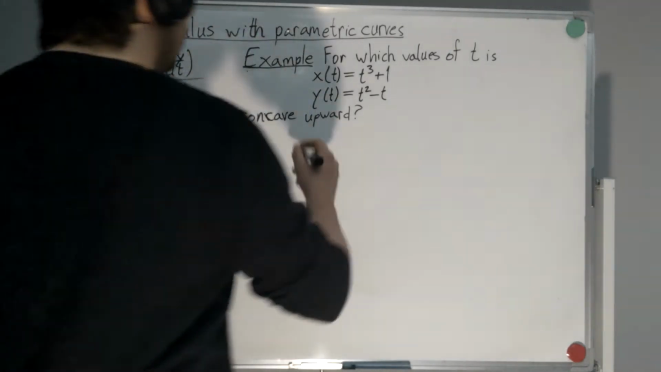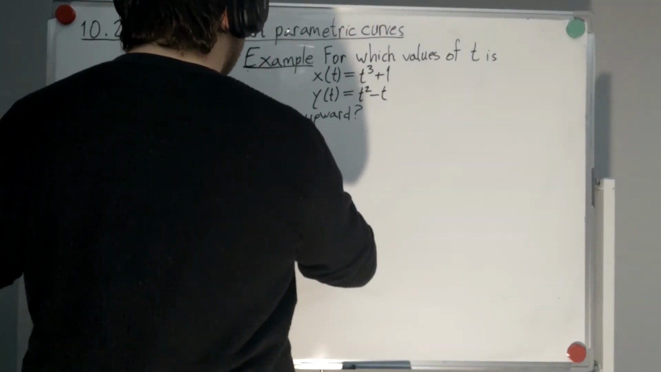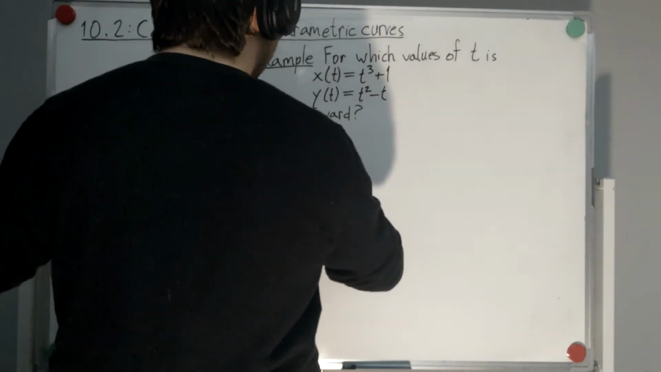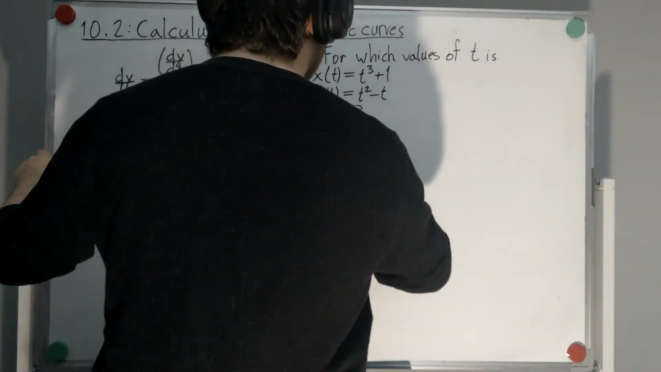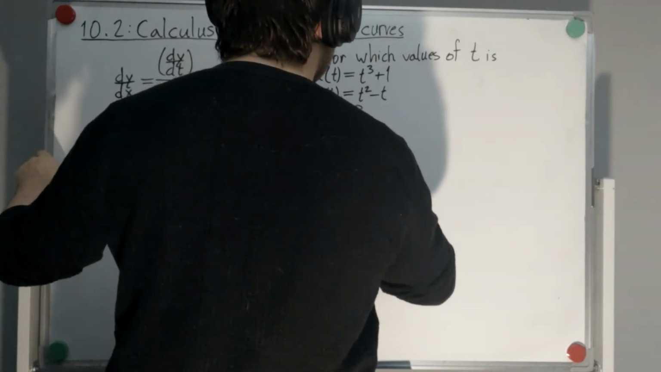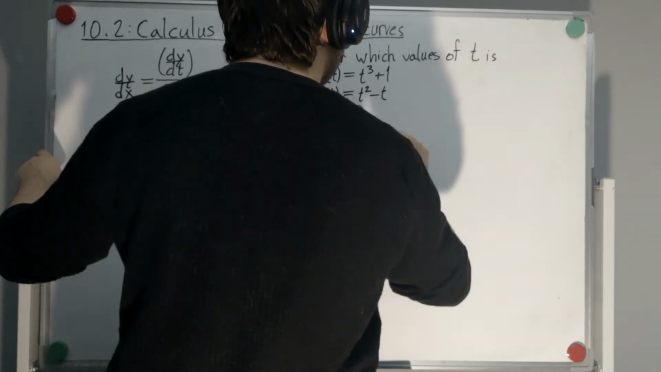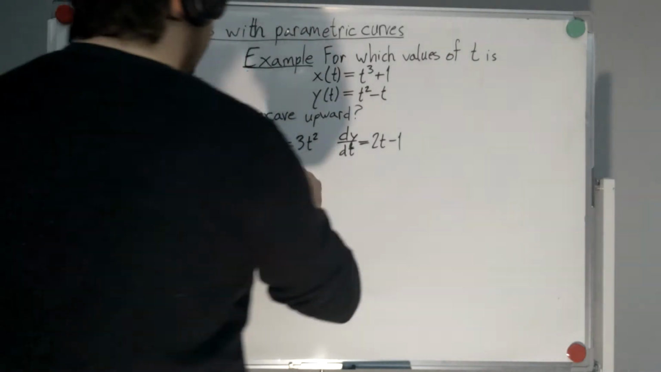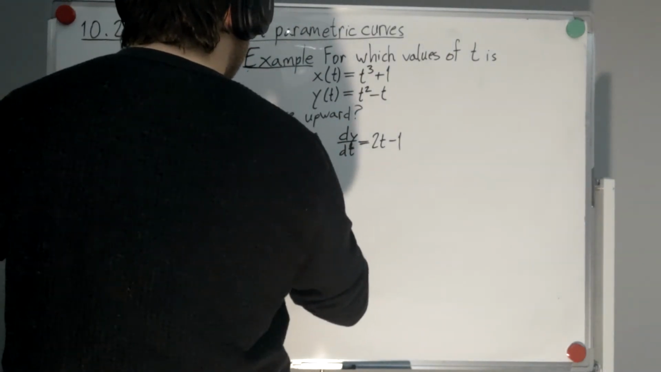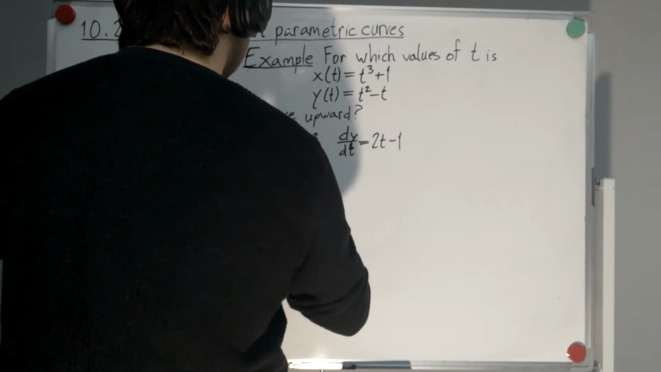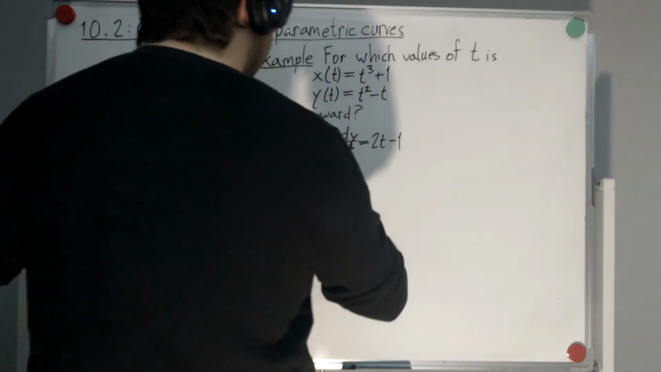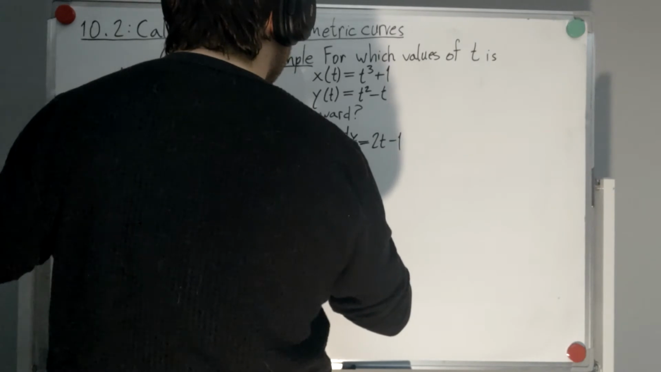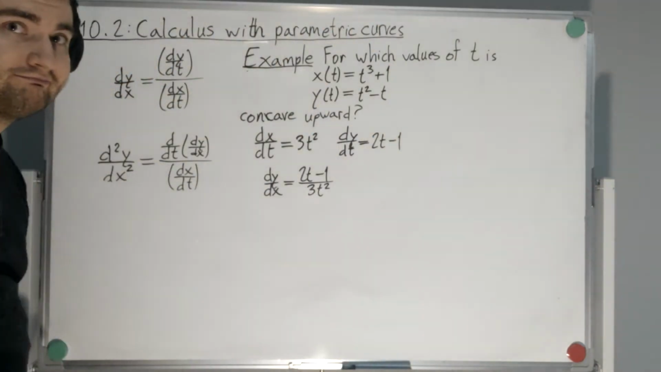So, dx dt, that's going to end up being 3t squared. dy dt is going to be 2t minus 1. This means that dy dx is just going to be dy dt over dx dt, which is 2t minus 1 over 3t squared.